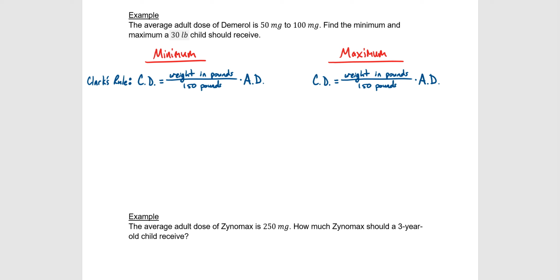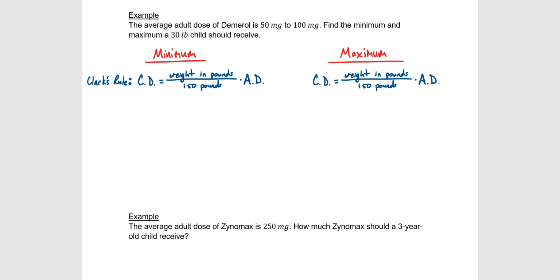And the way I just set this up is we are doing it a little bit differently than we did the other ones. We have a minimum value that we need and a maximum. So I'm going to have two different formulas, one for each of them. And I just abbreviated child's dose and adult's dose, CD and AD, just to save some space.